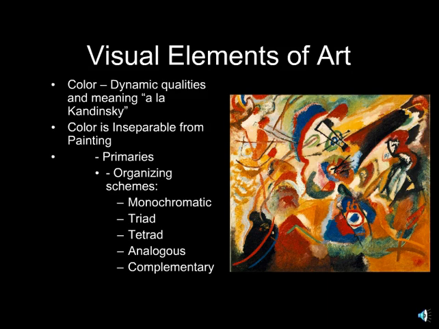An analogous color scheme might be used to give you sort of a quiet effect. That's where you use several colors that are located next to one another on the color wheel. And then a complementary color scheme is where you use two colors located across from one another that sort of create a sense of excitement in the work.